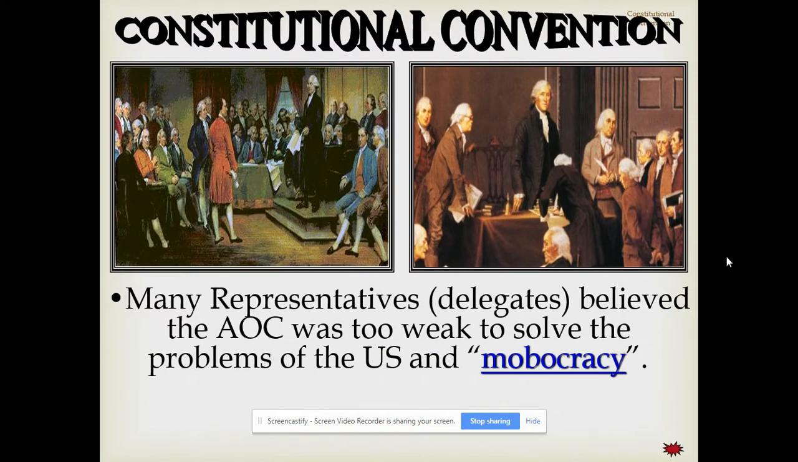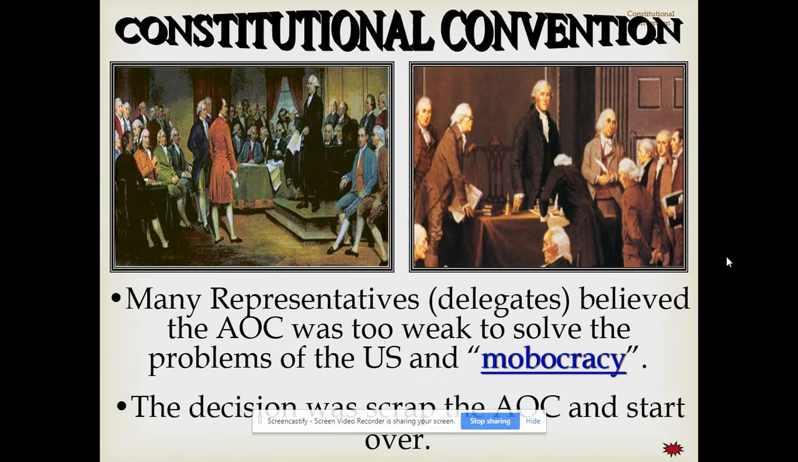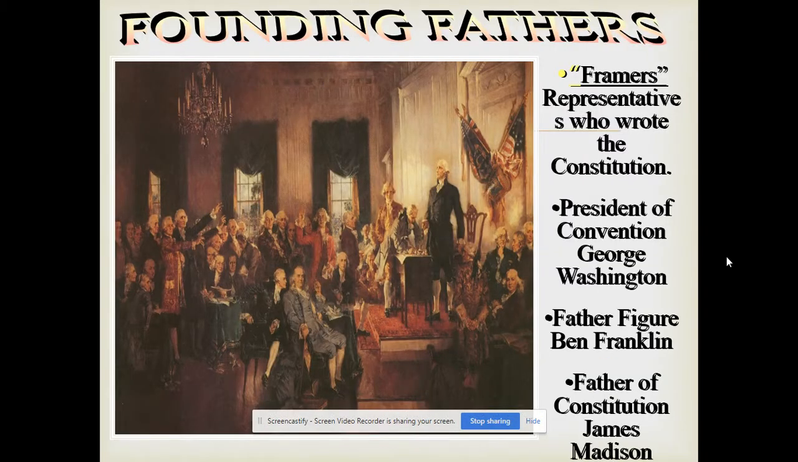So let's talk about who these delegates actually are. And so they don't want a mobocracy, which they feared with things like Shays' Rebellion. They want a balance of power, a federal government that can put down insurrection and rebellion, but at the same time also grants and protects liberties for the average American citizen. And so they start over.